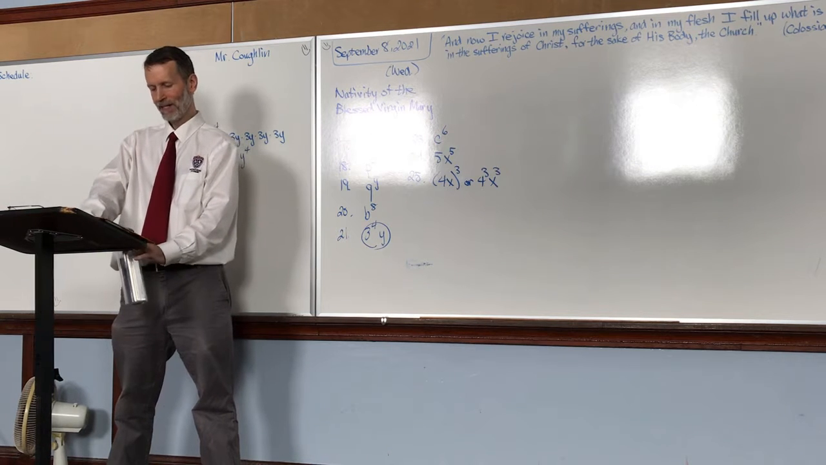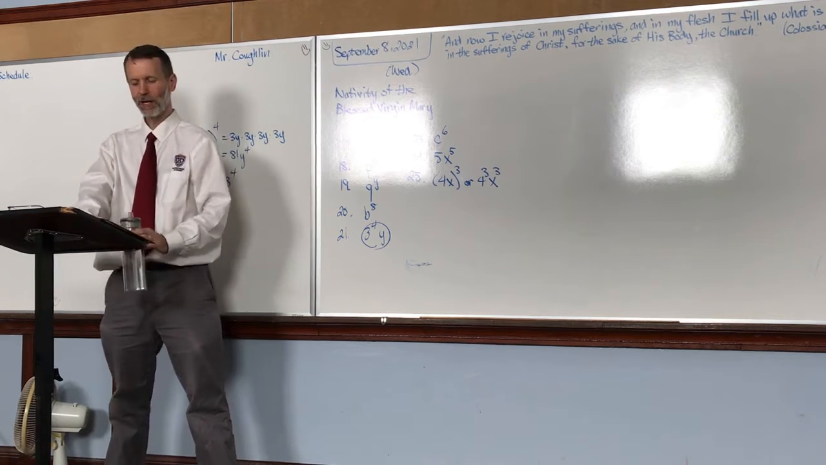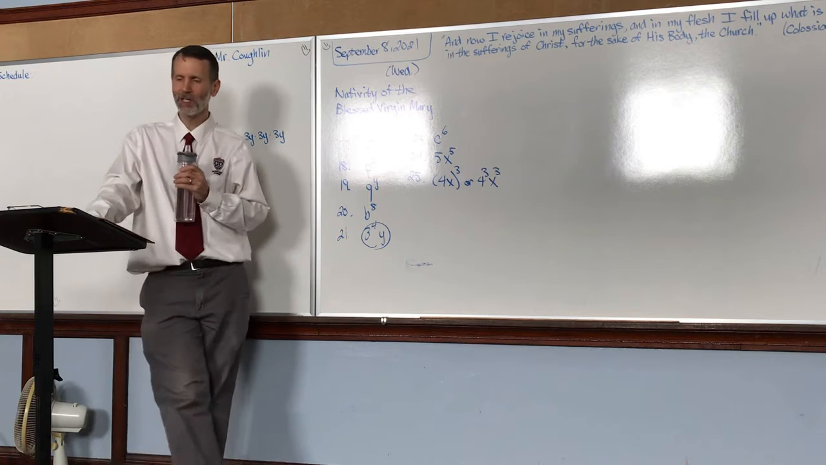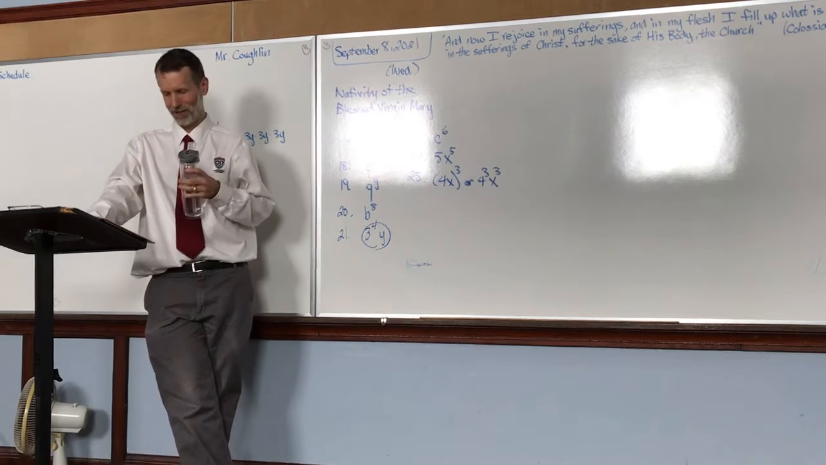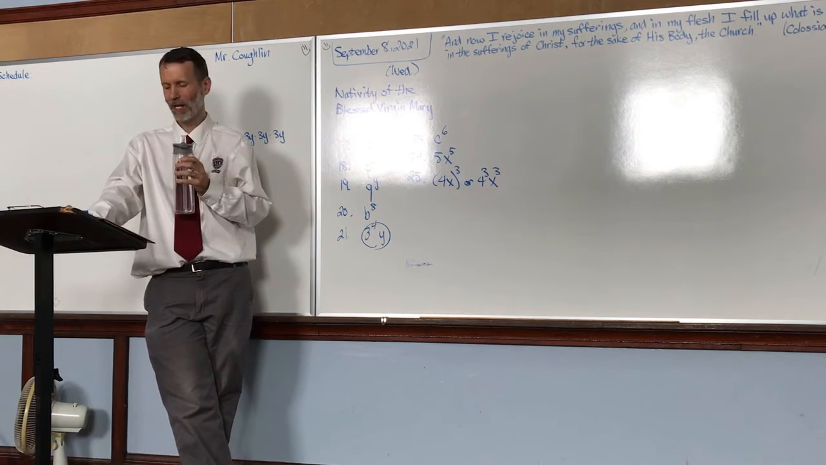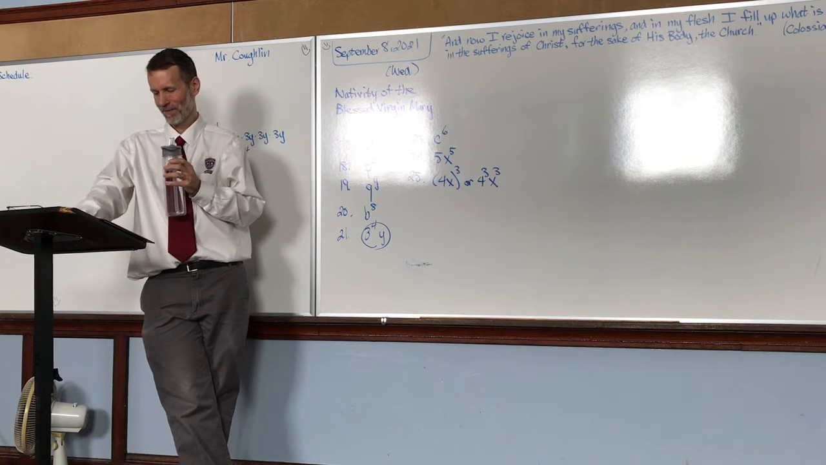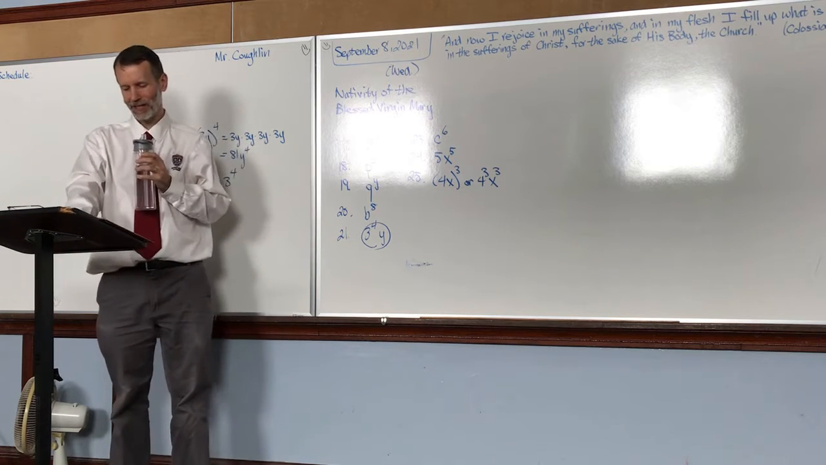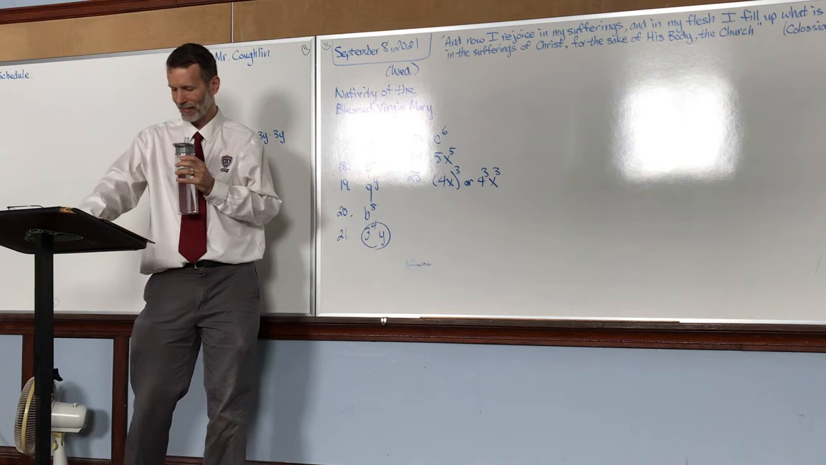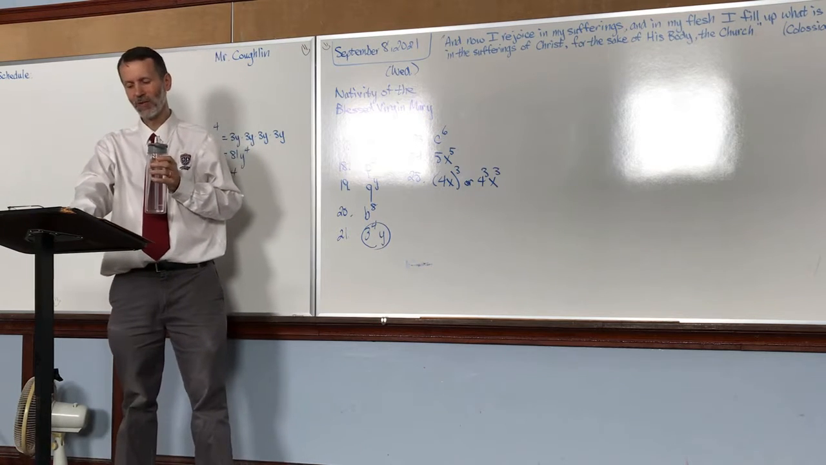Number 45, d minus 3 parentheses squared. Do the parentheses first. So 13 minus 3 is 10. So they want 10 squared, which is 100.